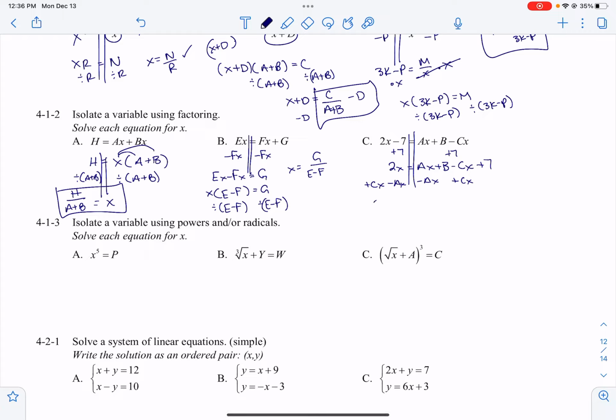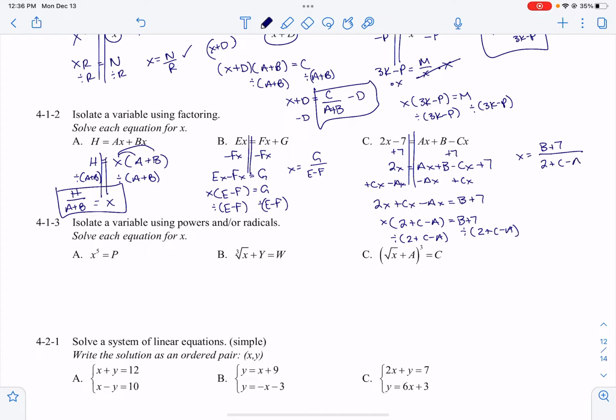So I end up with 2x plus cx minus ax equals b plus 7, because now I can factor that x out of everything. 2 plus c minus a equals b plus 7. And then divide by that great big parenthesis, right? Divide by 2 plus c minus a. So my answer: x equals b plus 7 on top, divided by 2 plus c minus a on the bottom.